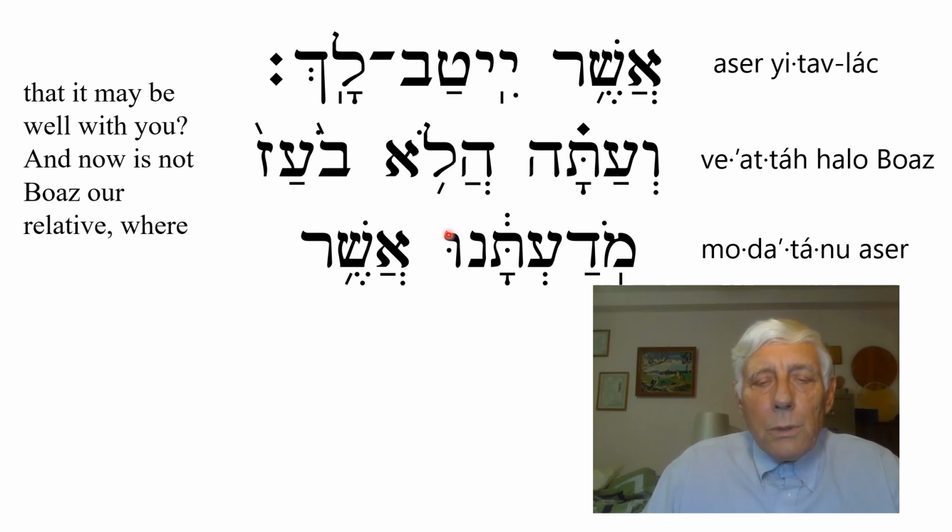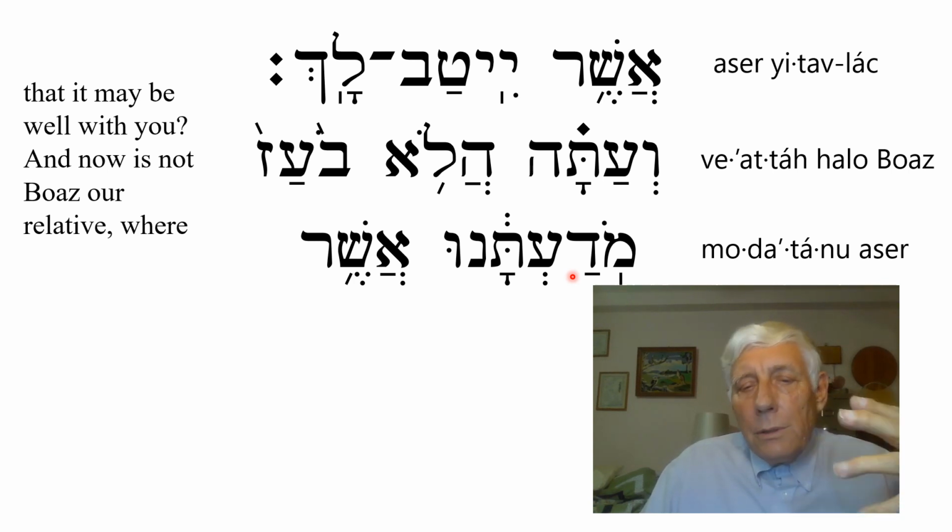New to us, this then is the first person plural suffix ending of this particular noun. We're going to peg it down as a noun here. Modata nu. He is a close relative to us, who knows us and knows what's happening to us, and has to do the right thing. So there's a lot of meaning in this particular word, and let's just take a good look at it.